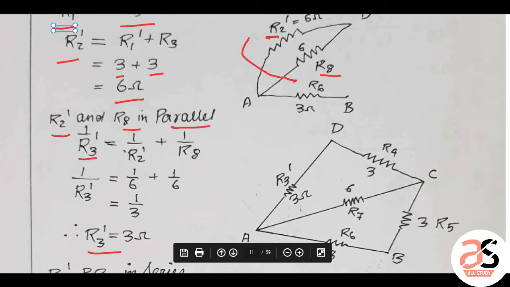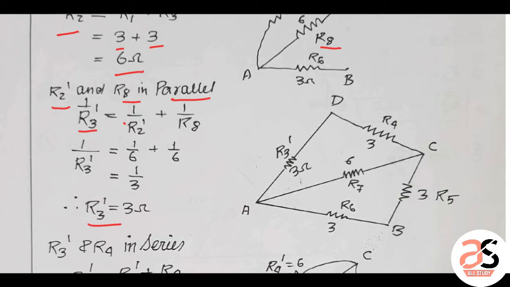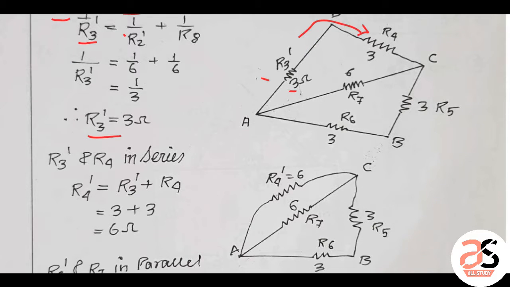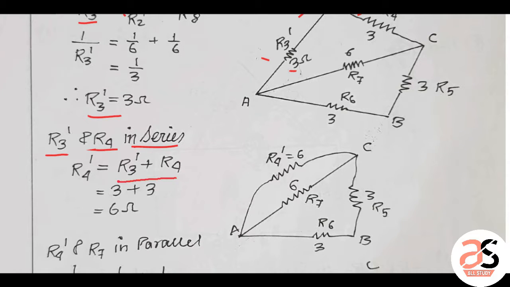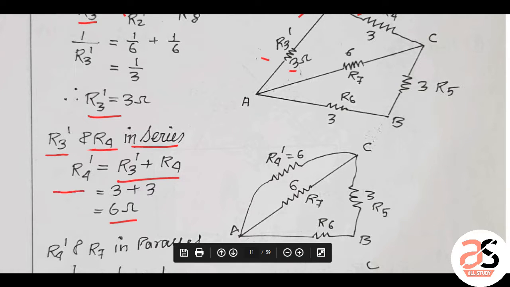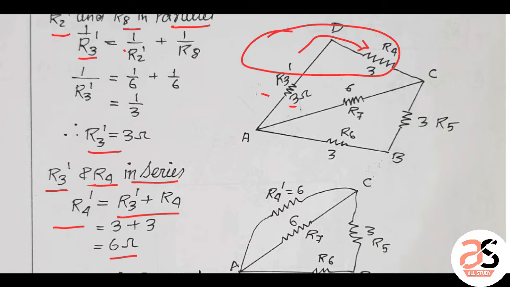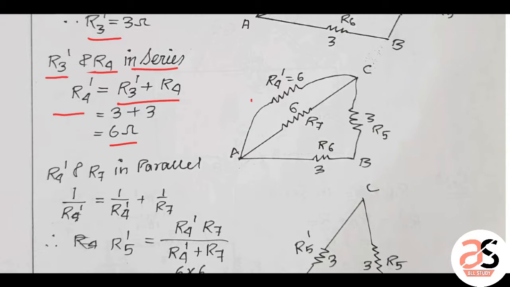So this whole parallel connection is replaced by R3 dash here. So this is R3 dash, 3 ohm. Now these two, R3 dash and R4, are in series connection. Now the total value will be 6. So I have given it the name R4 dash. So in place of this circuit, we can replace this part with R4 dash here, and this is R7, this is R5, R6.